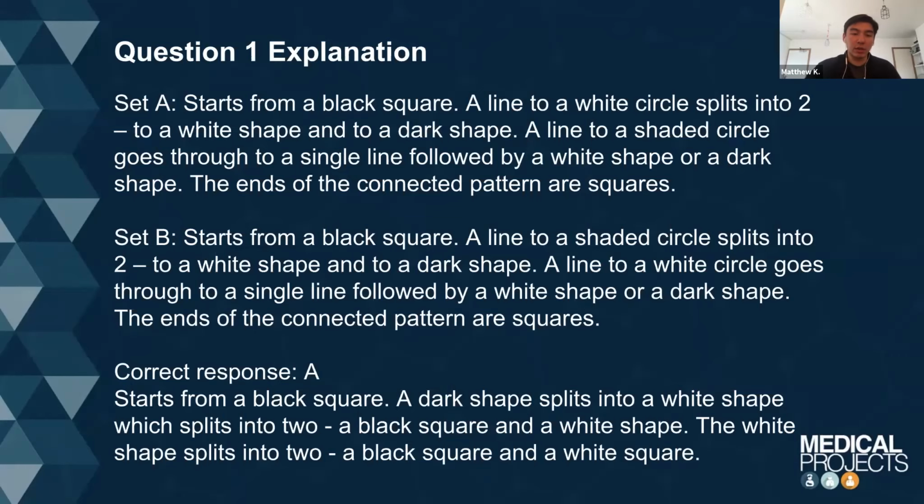And the reason that A was correct was because it starts from a black square. This then splits into a white shape that splits into 2, a black square and a white shape. The white shape splits into 2, and that is a black square and a white square, and that, of course, fits A. But as I said before, if you had just spotted that simple trick, you wouldn't have needed to know the rest of the reasoning behind the question.